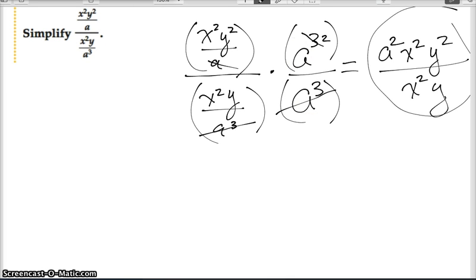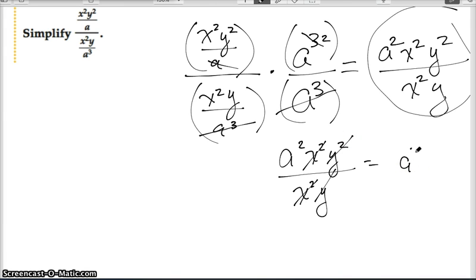We're not done. I shouldn't have circled it. But this is so much more doable than that thing over there. Sometimes I just call it knocking it out with a big old 1. So now we can cancel these out, cancel these out, and we end up with a squared.